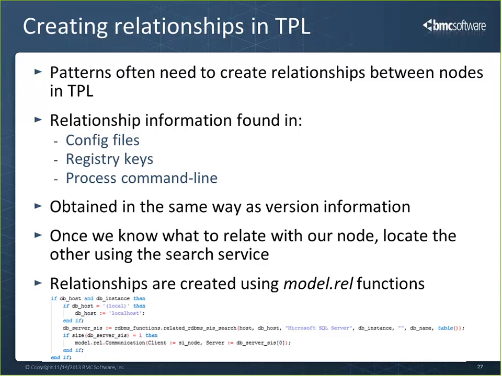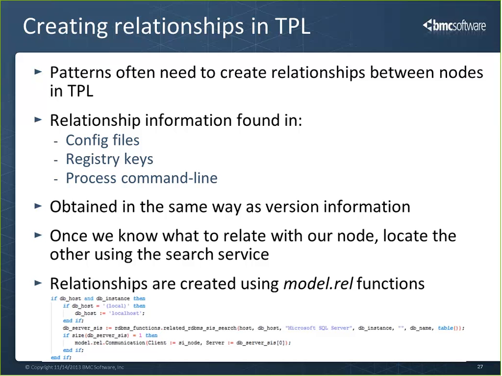Now, once we know what to relate with our node, we can locate the other nodes using the search service. Once you have located them in the data store, you can create relationships using the model.rel functions. So here's a little code example where we want to relate our SI to a database server SI. We have obtained within the pattern the information about the database host, its name, and also the name of the database instance.